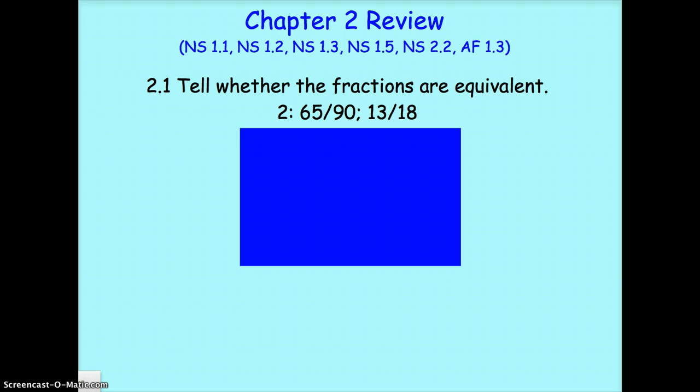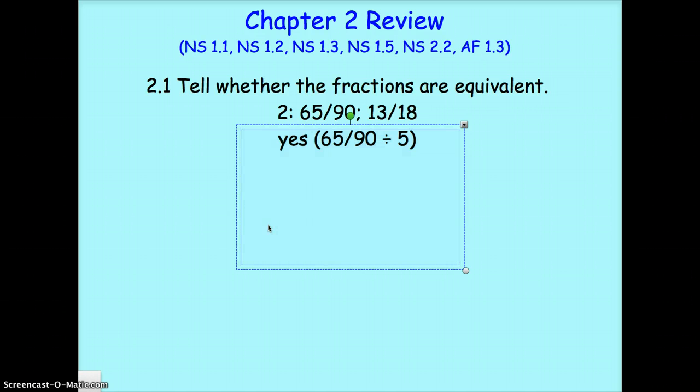Another 2.1 problem. Tell whether the fractions are equivalent: 65 over 90, 13 over 18. Remember what you're testing is to see if you can reduce them both to the same thing. Taking a look at our answer, the answer is yes, because 65 over 90 can be divided by 5 over 5, and you'll end up with 13 over 18.